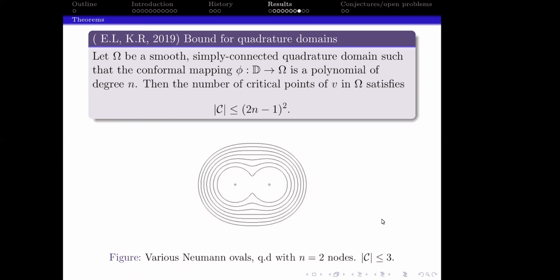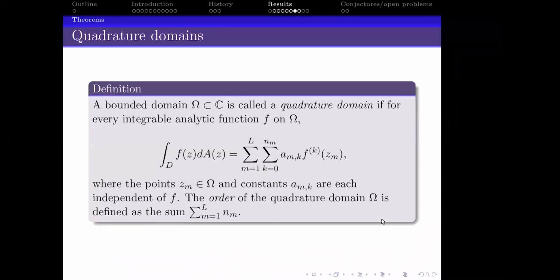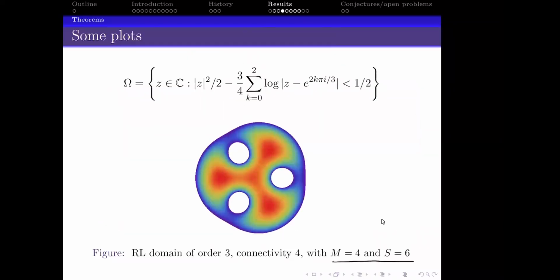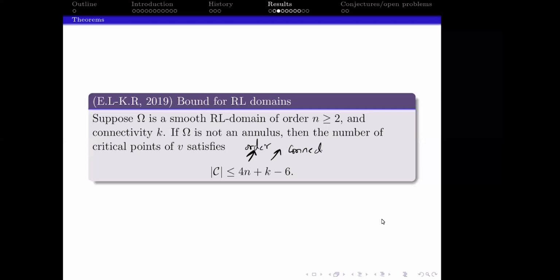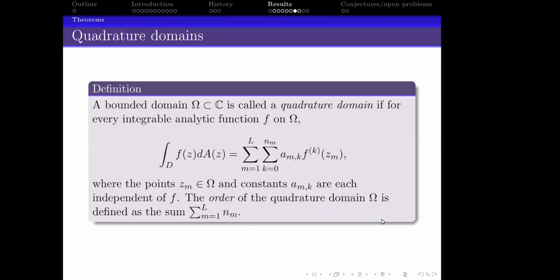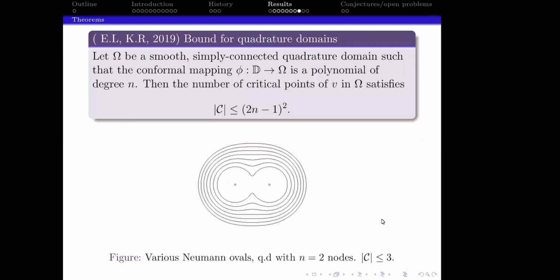also the number of nodes for this domain. So you see, in an RL domain, whatever the notion of order was, the bound was linear in n and in k, the connectivity. If you compare that with the bound for quadrature domains, it is not quite linear. The bound we can prove is only quadratic in n for this special case.